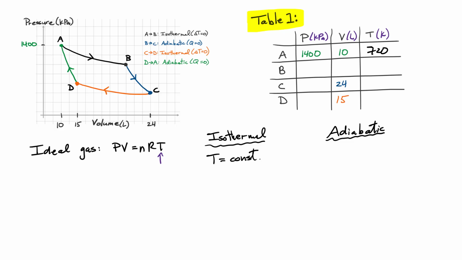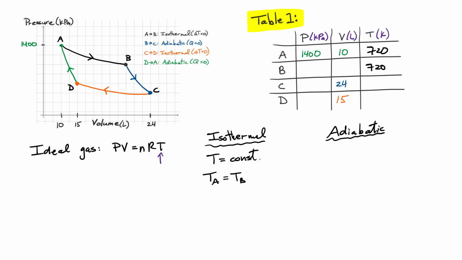So that means, for example, let's consider the point going from A to B. That means this whole right side of the equation would be a constant. I'm not changing the number of moles. I'm not changing the gas constant. And now I've told you it's isothermal, so the temperature is the same everywhere. So that means that the temperature at point A must also be equal to the temperature at point B. That's what it means that the temperature is constant. Okay, that means it's 720 everywhere along here. So I automatically know that the temperature here has to be 720 because it's isothermal.